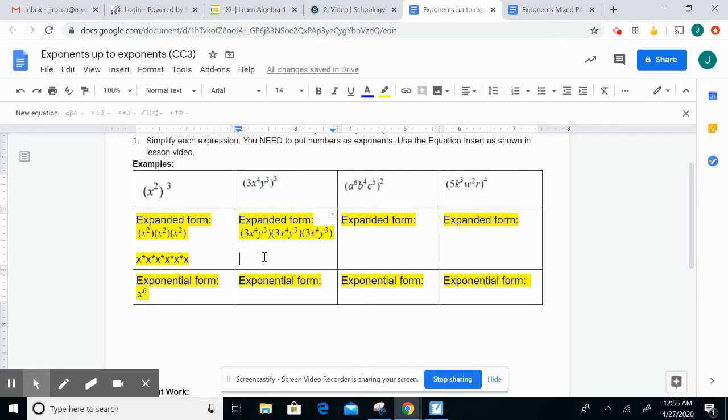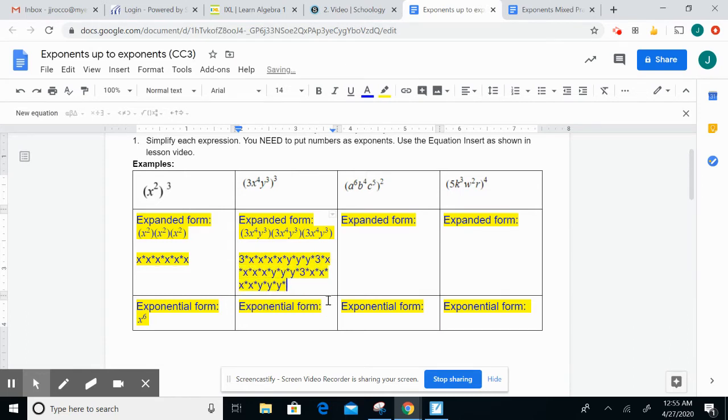Now, what's happening in each of the parentheses? Well, you have 3 times x to the 4, so 4 x's. And then 3 y's. So 3 times 4 x's times 3 y's, that's just this set of parentheses right there. And we have 2 more of those. So Control C to copy and Control V, 1, 2.